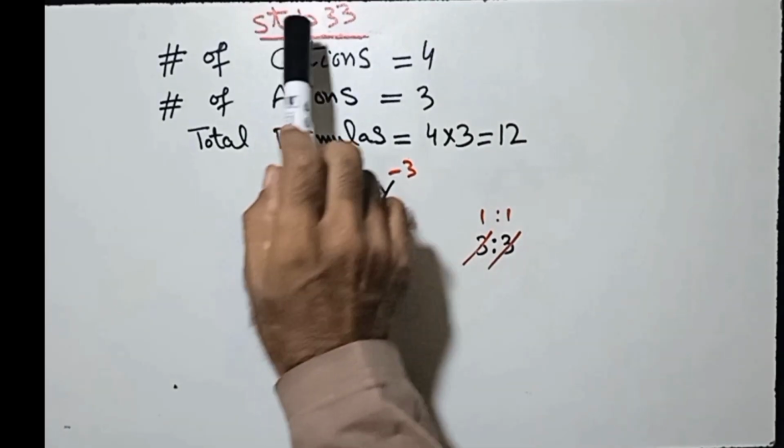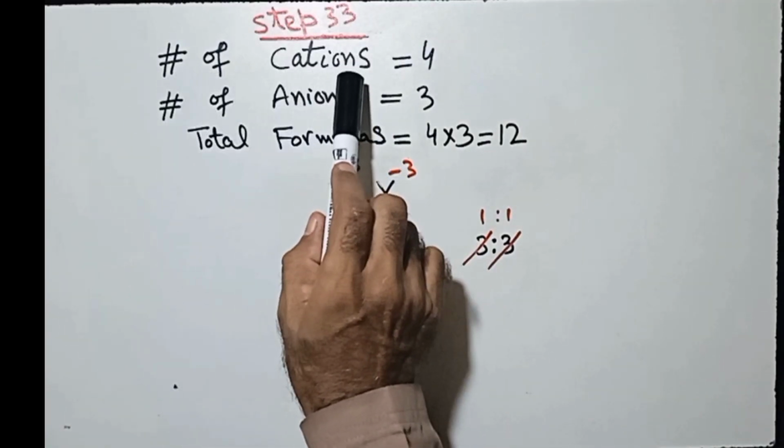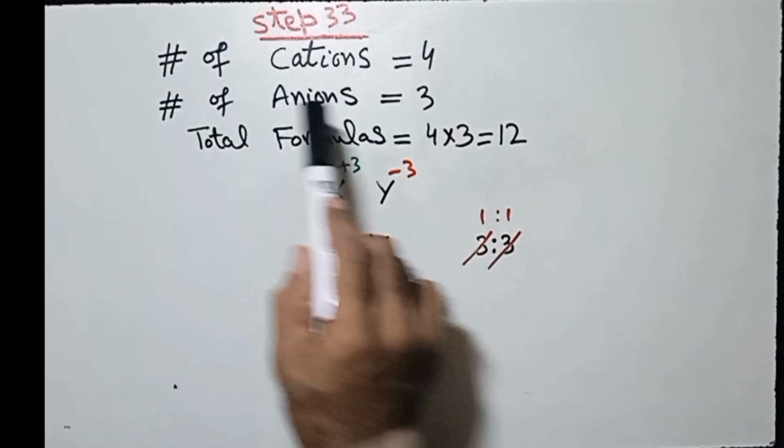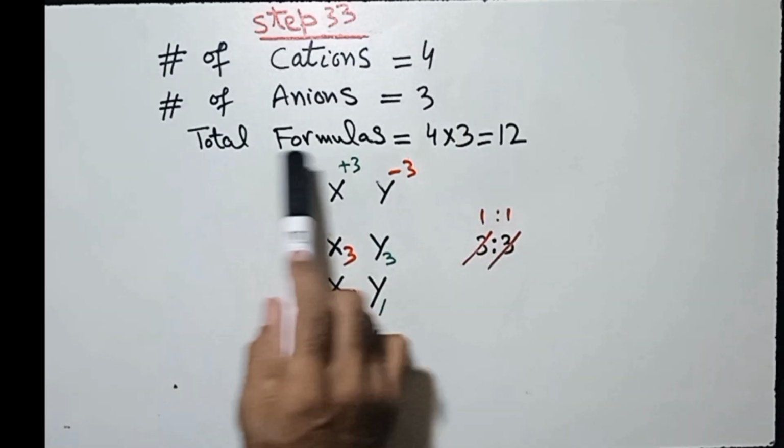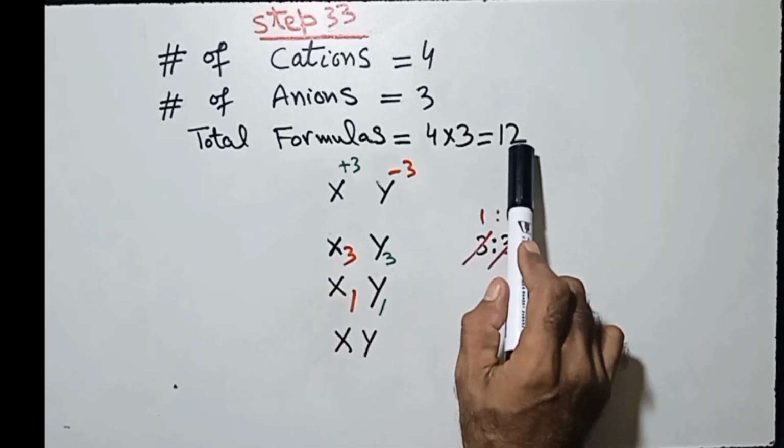Students, start with step 3.3. Number of cations, they are 4. Number of anions, they are 3. Total formulas would be 4 multiplied by 3, that is 12.